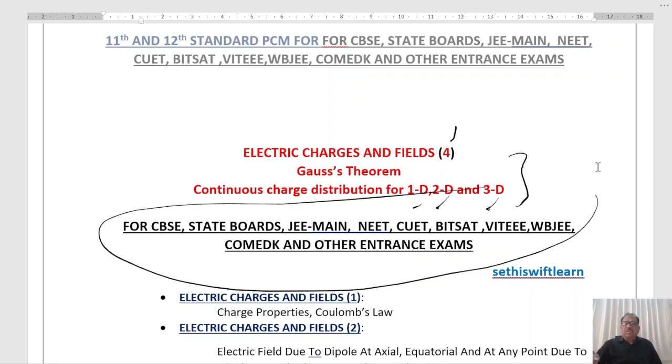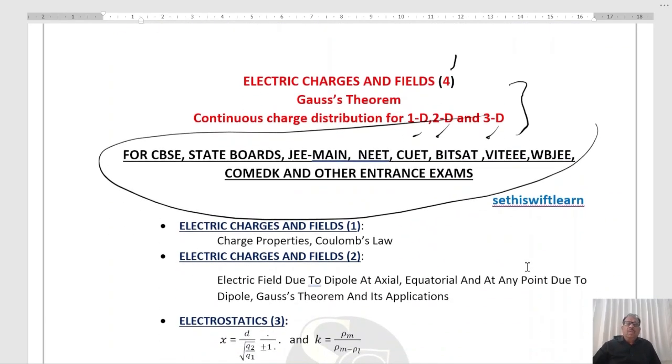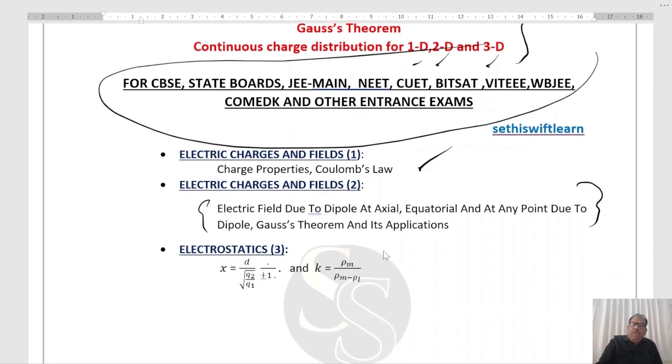In the earlier session, we discussed electric charge and field, charge properties, Coulomb's law, and the electric field due to a dipole, axial and equatorial, at any position, and Gauss's theorem application. Two formulas are directly applicable, but the concepts must be clear, which is very important for JEE Main, JEE Advanced, NEET, and other entrance examinations. Now, let's start with the question.